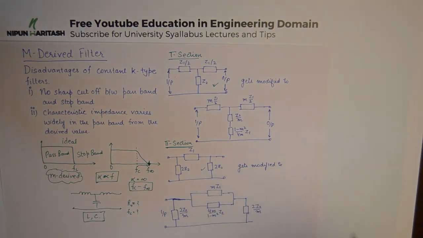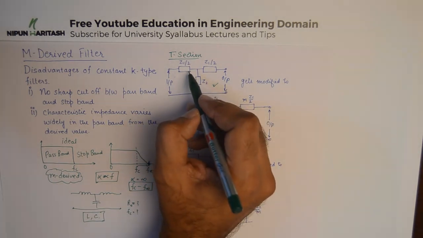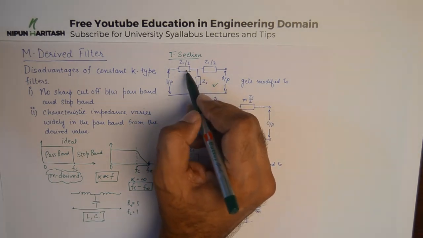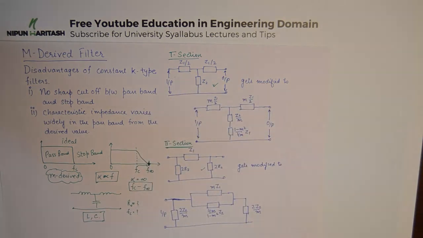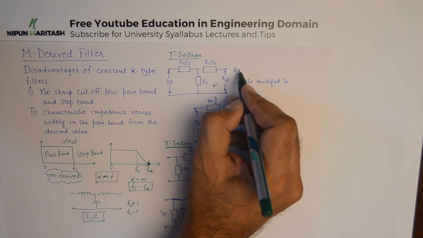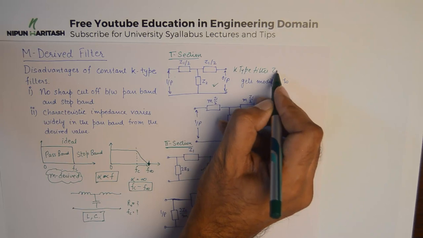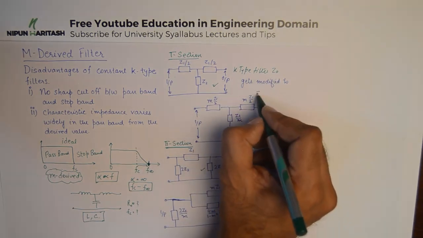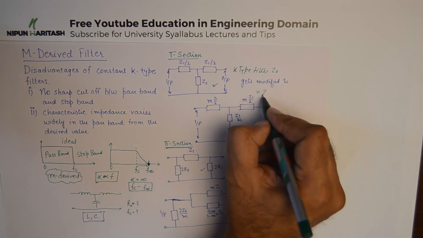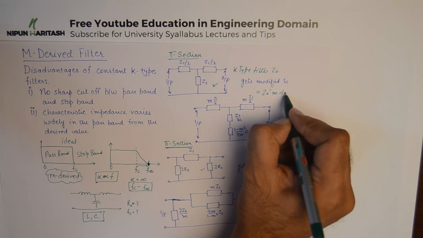So if we were to derive m-derived filters from these T sections, we need to modify these impedances in such a way that the characteristic impedance of this filter, which is the constant k-type filter, should be exactly equal to the characteristic impedance of this filter, which is our m-derived filter.